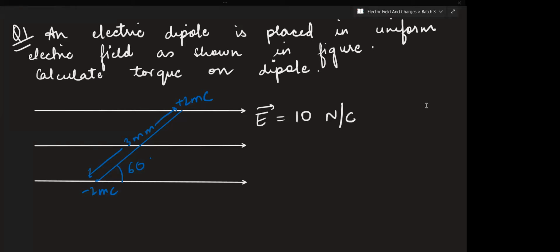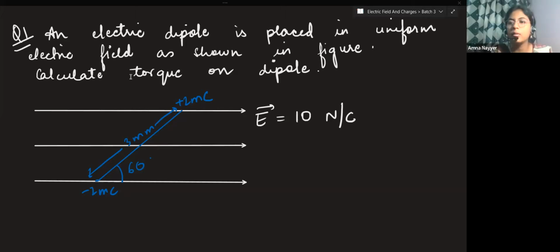Ma'am, can you explain? Yes, let's discuss it now only. See, a dipole is given to you. How are you able to identify that this is a dipole? Because positive and negative charges are there. Both have the same magnitude, 2 millicoulomb, 2 millicoulomb. And both of them have the opposite sign, plus and minus.